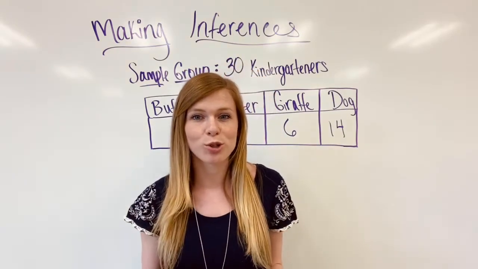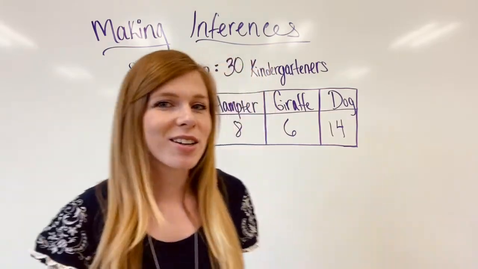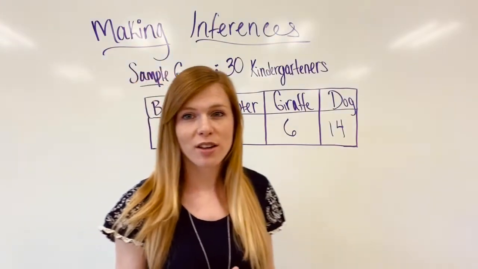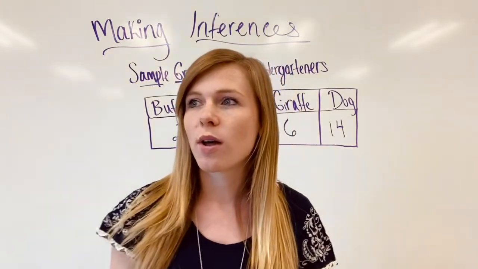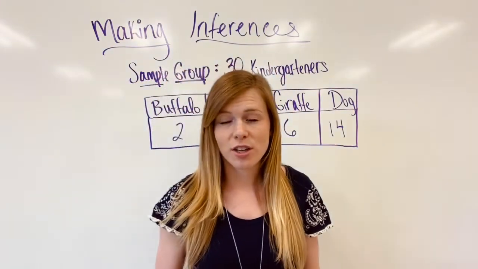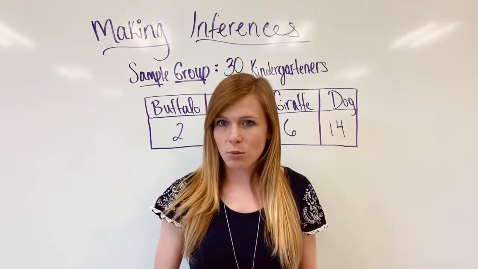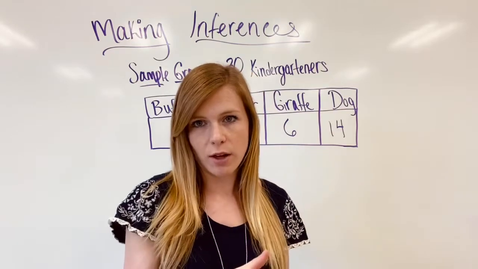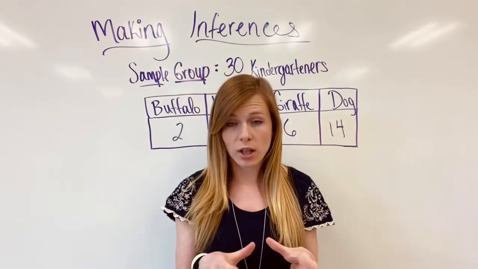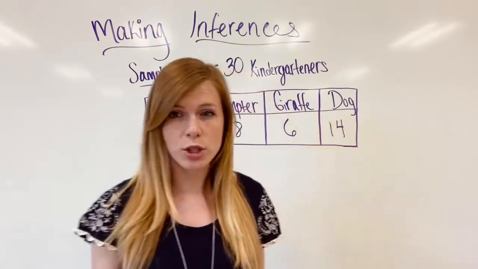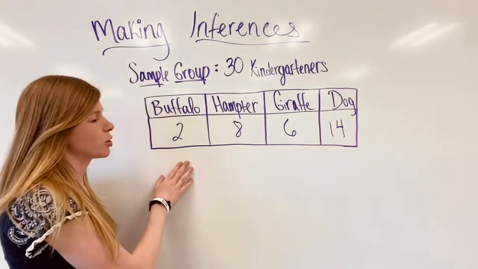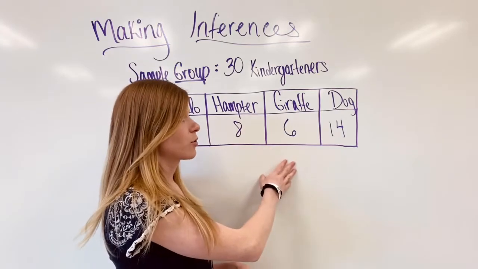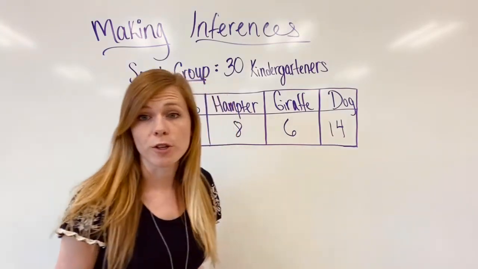So let me introduce you to our sample group. On the board, I have written our sample group is 30 kindergartners. A teacher wanted to know for her kindergartners what their favorite animal was. Now, school-wide kindergartners, so she only took 30 of them. She experimented with her class. She gathered that data, and this is what she found out. 2 of the students preferred buffalo, 8 preferred hamsters, 6 preferred giraffes, and 14 preferred dogs.